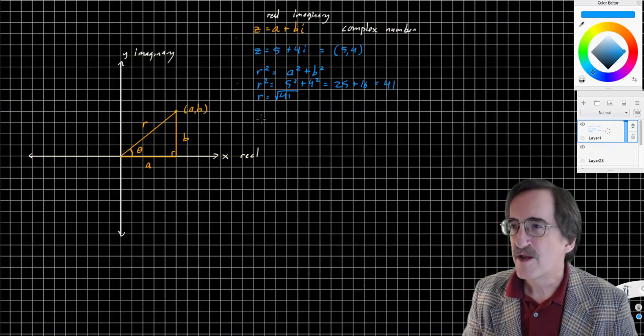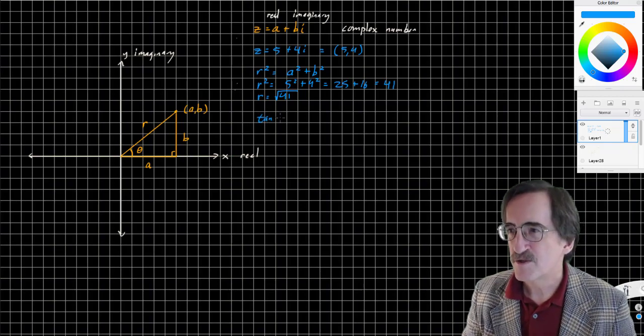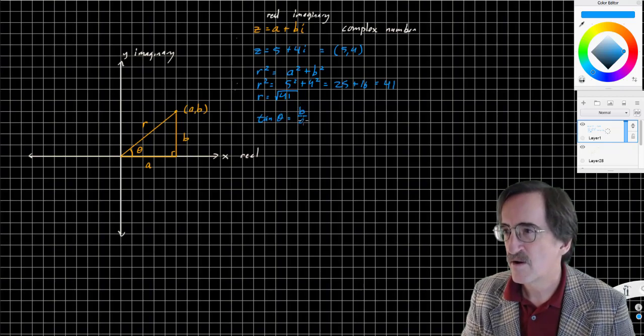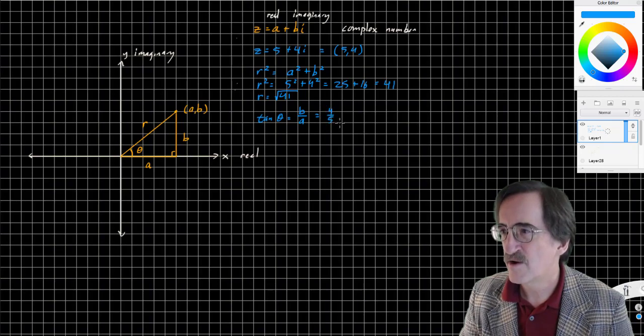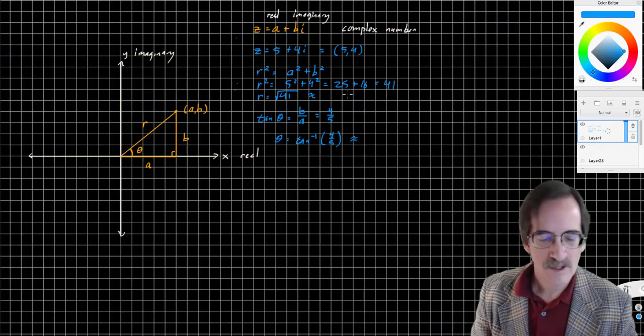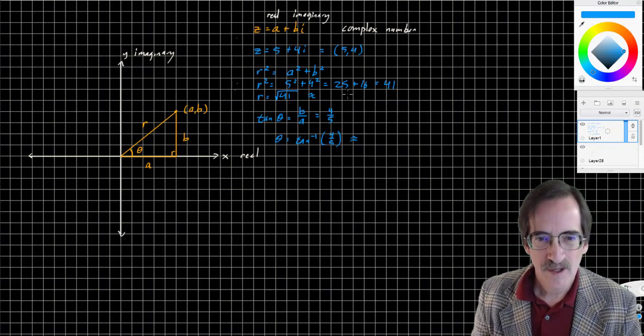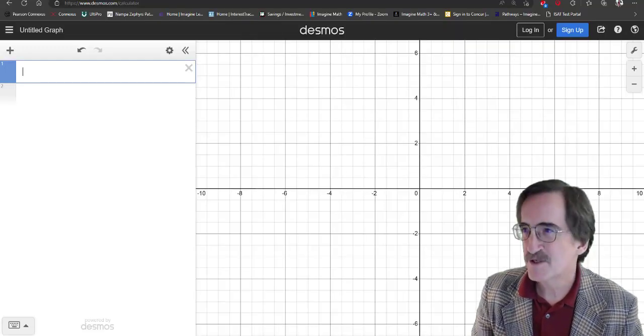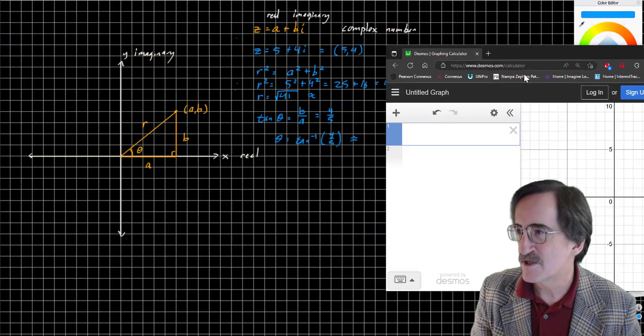All right, and theta. We can use the tangent ratio. Tangent of theta is b over a, so tangent of theta in this case is 4 over 5. So theta is the arctangent of 4/5. Now let's get some approximate answers here, so we can at least picture what's going on. Desmos.